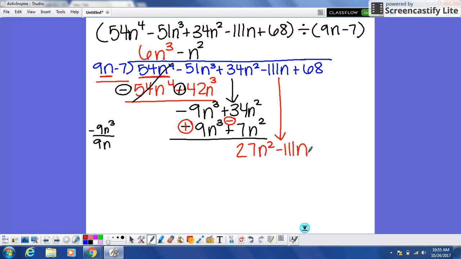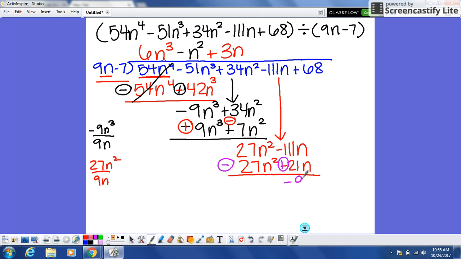Seeing what will go in. So dividing. So 9n and 27n squared. And that would be 3 what? Positive or negative? Positive. So 3n times 9n, 27n squared. 3n times negative 7, negative 21n. Change my signs. Negative 111 plus 21, help me out. 90? Negative 90? Yes. And then bring down my 68.